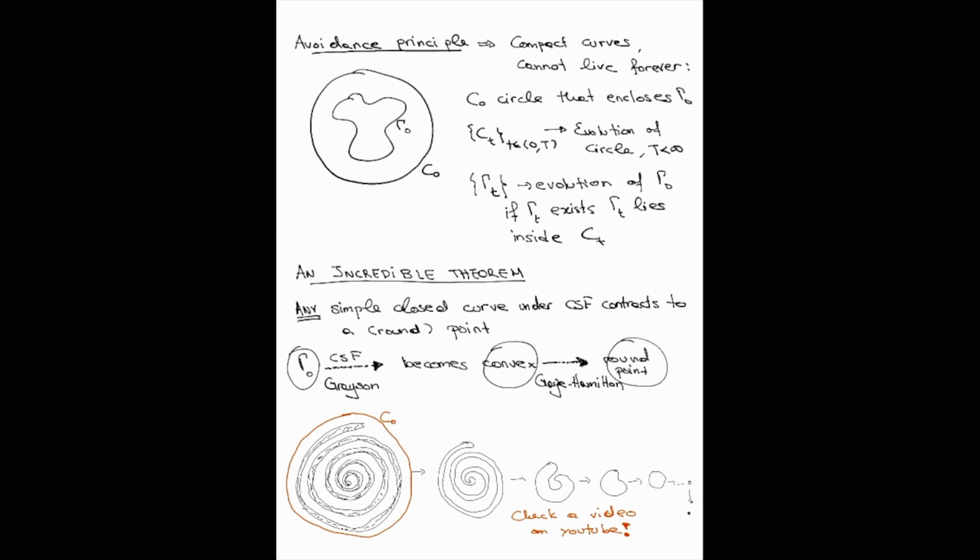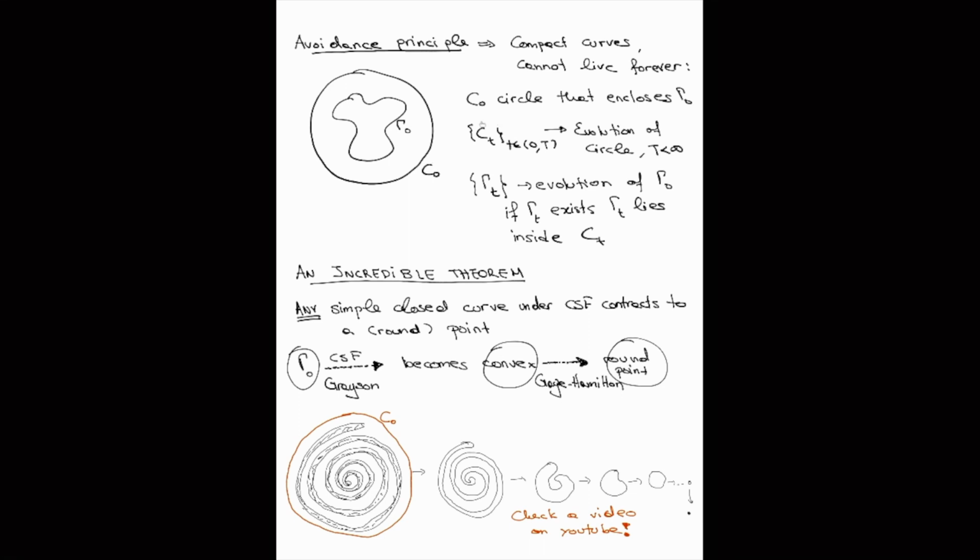Okay, now remember the avoidance principle says that if I start with two curves that are originally disjoint, then they will stay disjoint. So let's take any simple closed curve, here gamma 0. And we can put a circle around it. We've seen at the beginning how the circle evolves under curve shortening flow. And we saw that the circle stays a circle and it will disappear at a point in finite time.